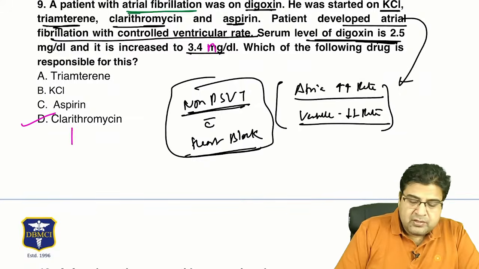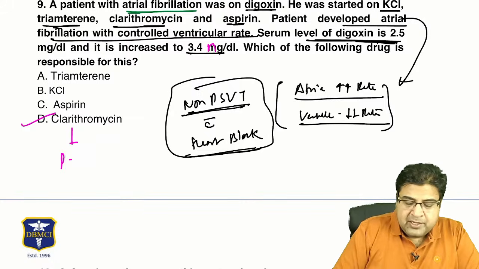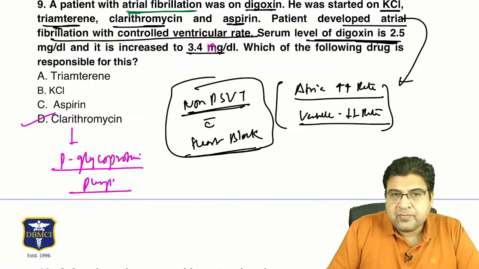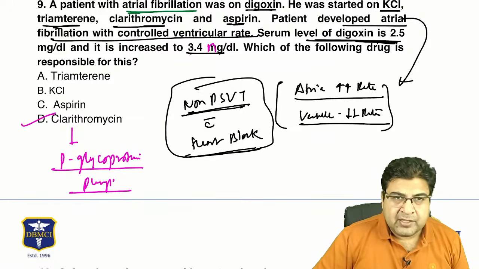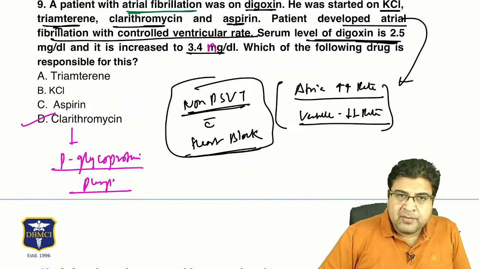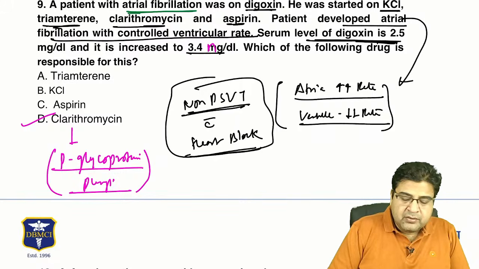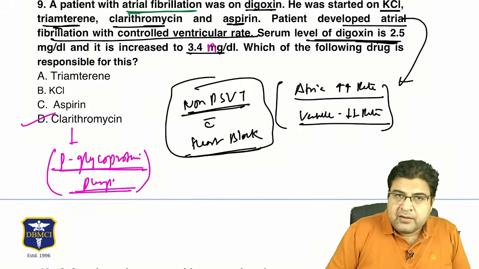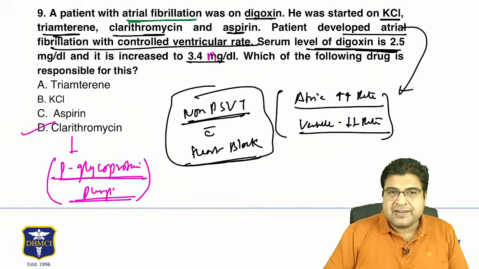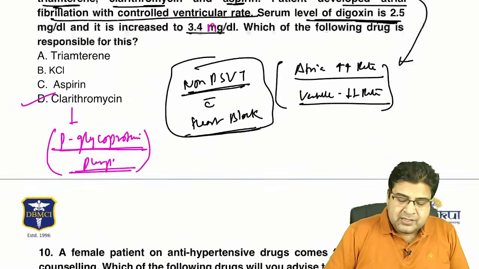So please remember, digoxin is eliminated by P-glycoprotein. So there is a presence of a P-glycoprotein pump in the body which can eliminate the digoxin. So clarithromycin, by inhibiting the P-glycoprotein pump, can inhibit the digoxin elimination and can result in digoxin toxicity as a side effect. So question number 9, answer is D, Delhi.